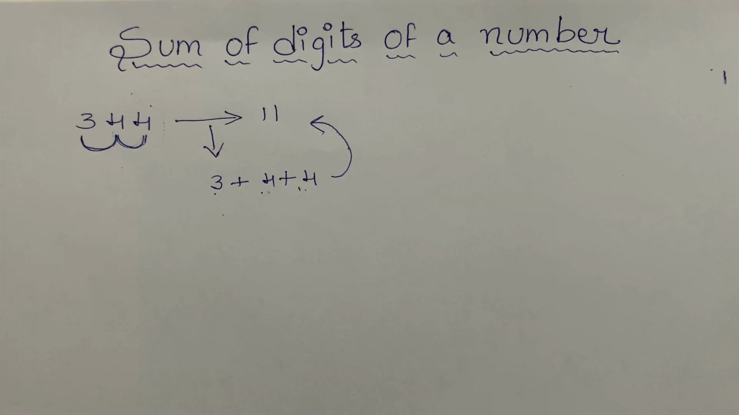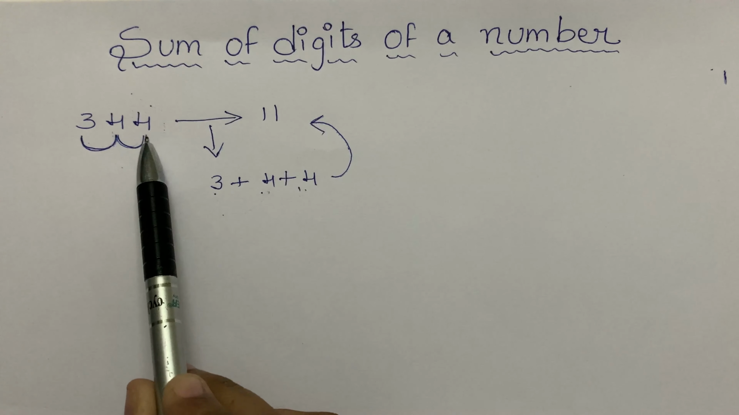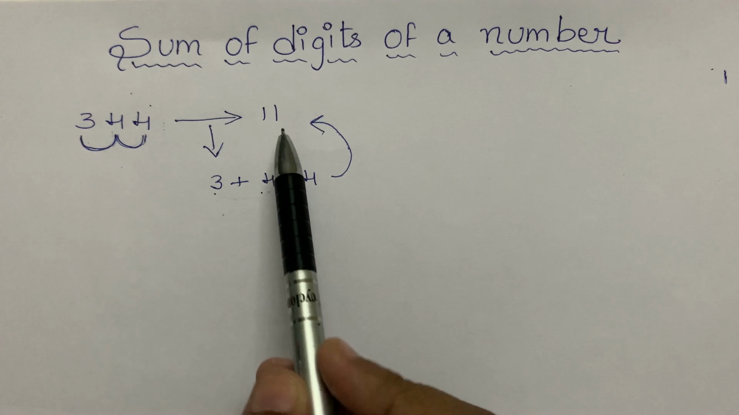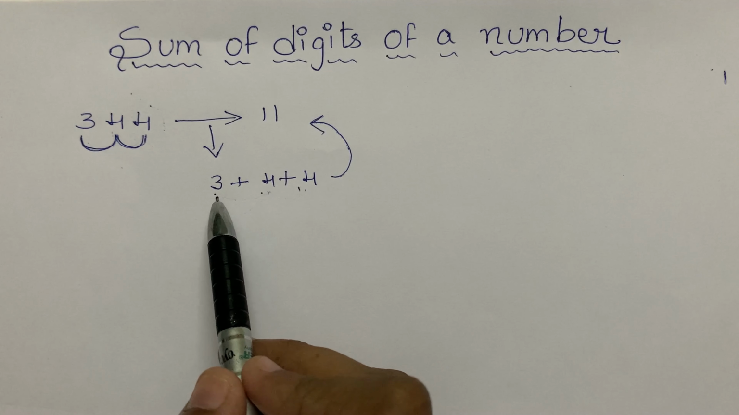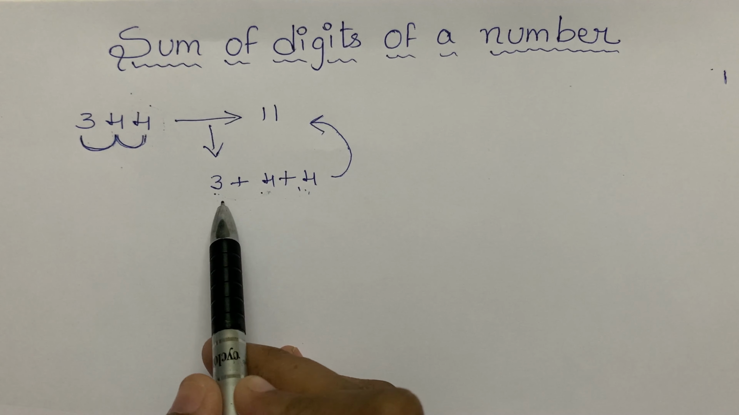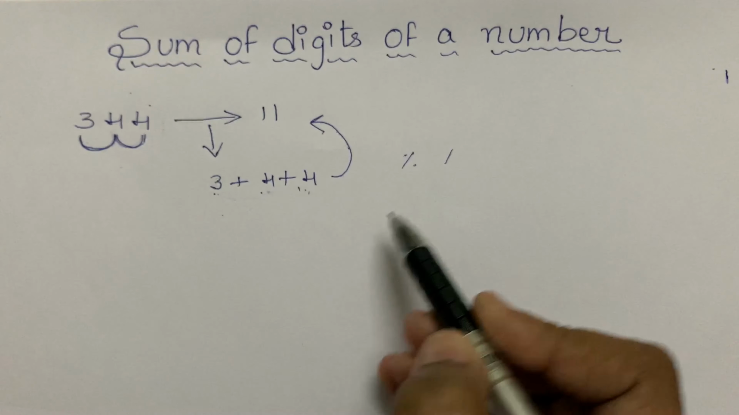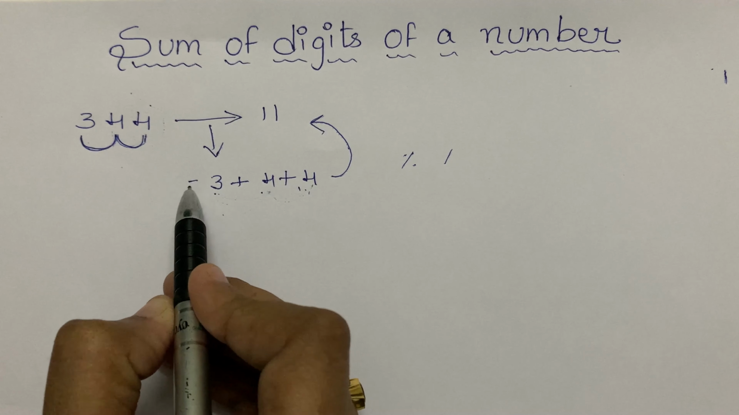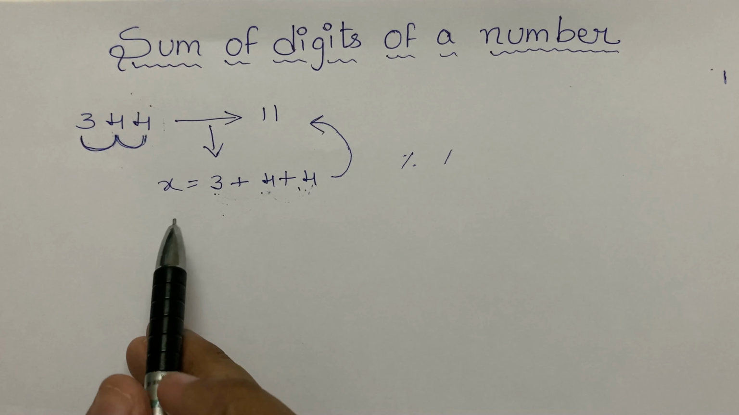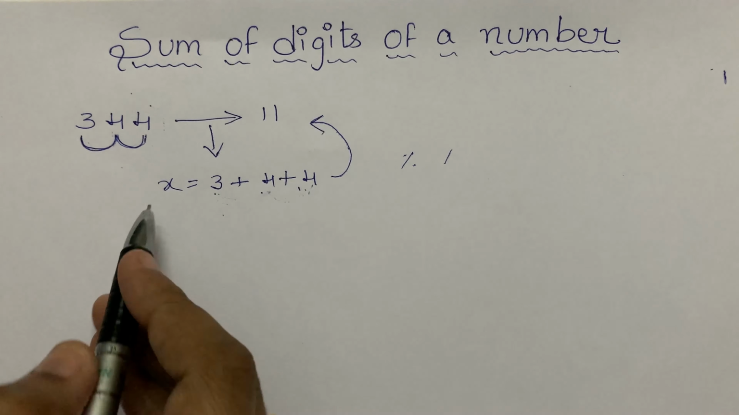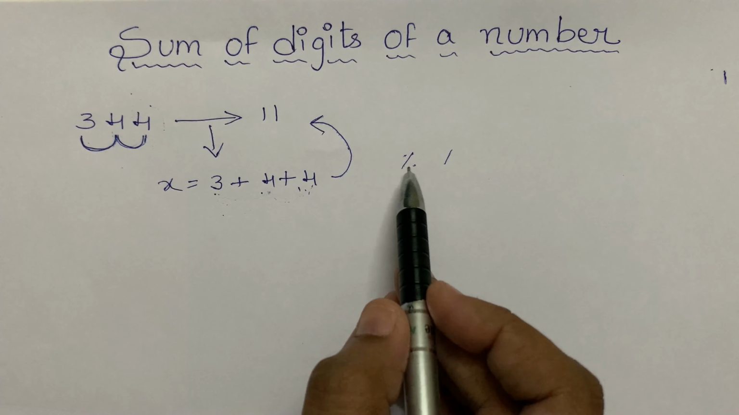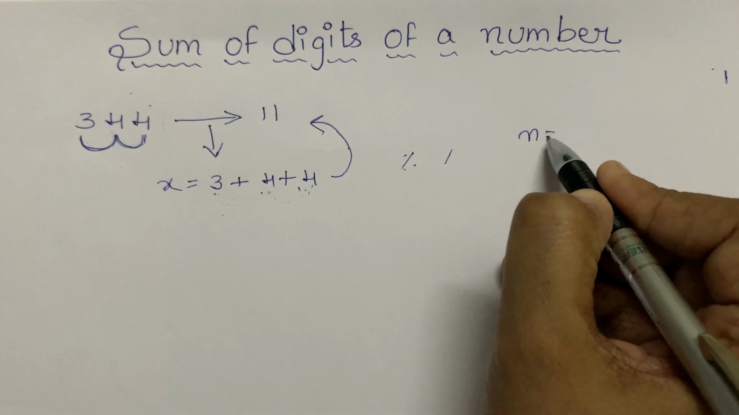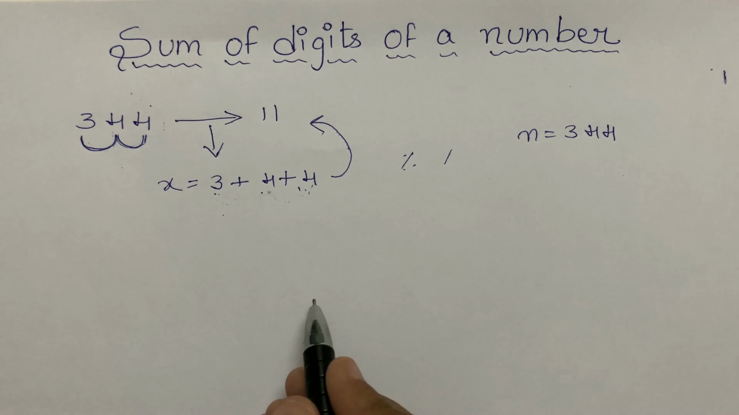Now coming to our concept, we should divide the given number into digits and add the relevant digits to get the answer. We already learned how to divide the given number into digits by using modulus and division operators. The resultant will be added into some variable. Now, let us see the code for how to divide the number into digits using modulus and division operators. Let the given number be n. n is equal to 344.